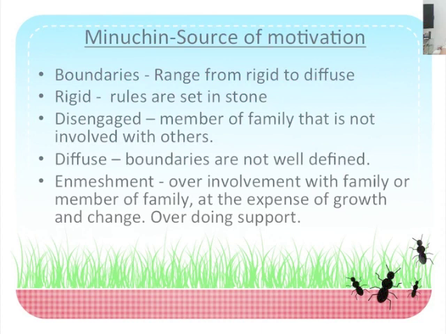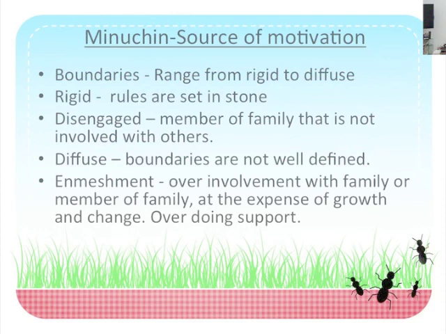Okay, boundaries range from rigid to diffuse. Rigid are when the rules are set in stone and are not flexible. You also talk about disengaged, a member of the family that is not involved with others. Diffuse boundaries are ones that are not well defined, that are confusing, like it's not really sure what the rules of the system are.